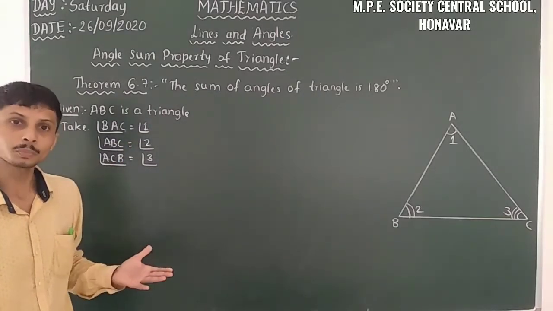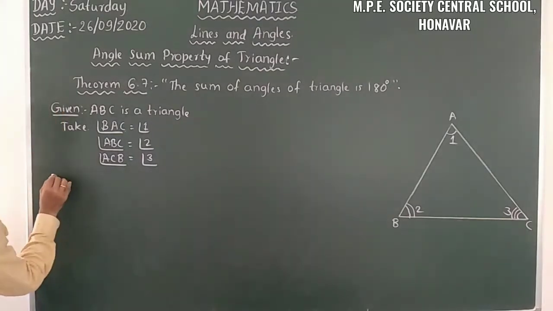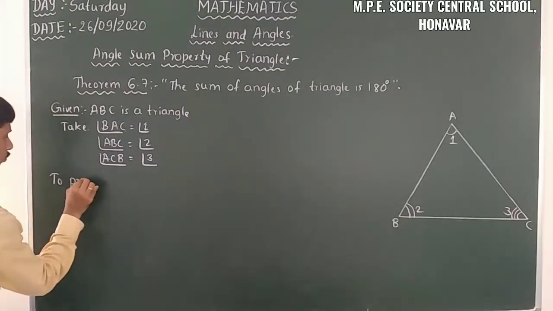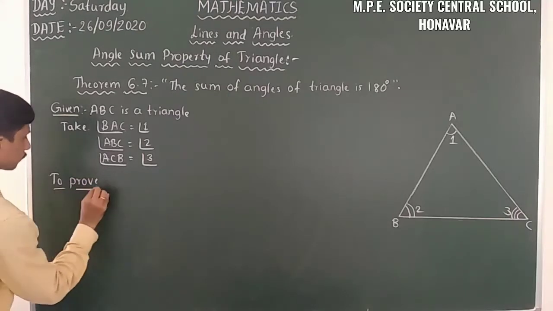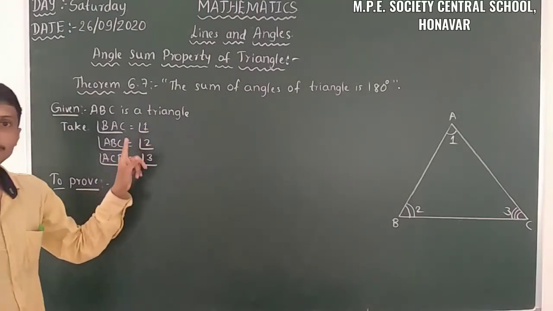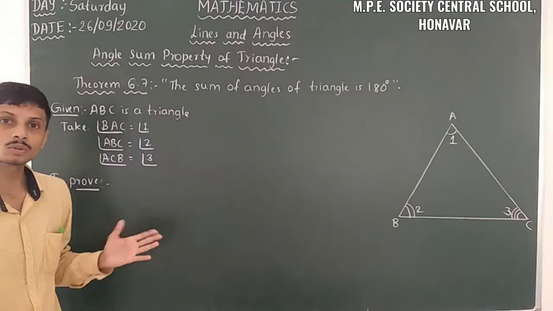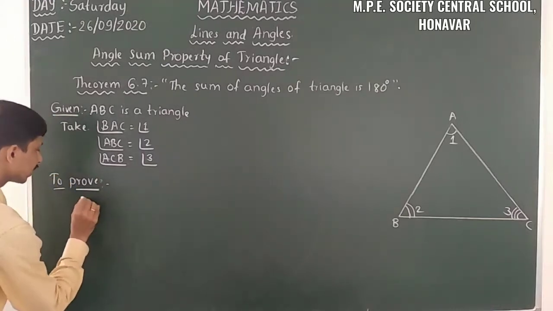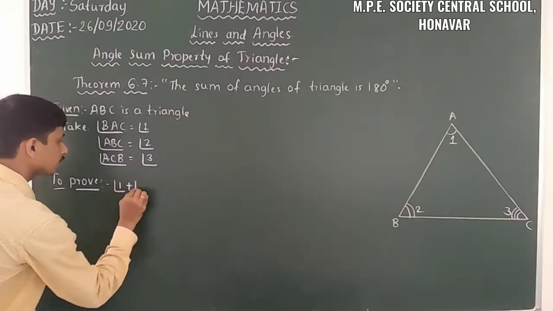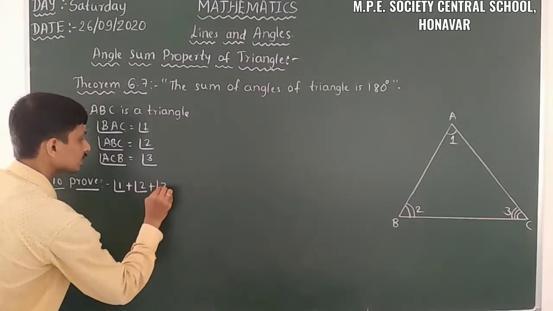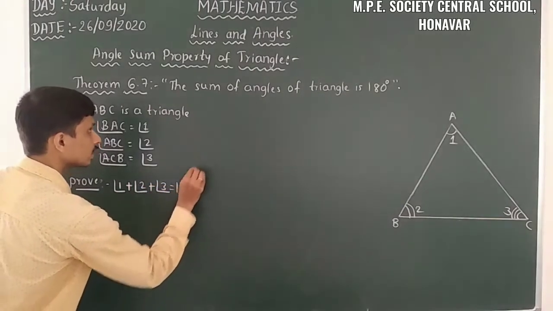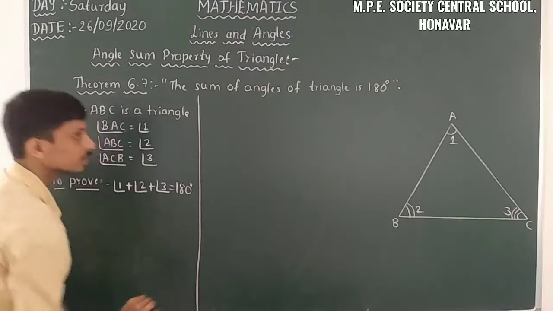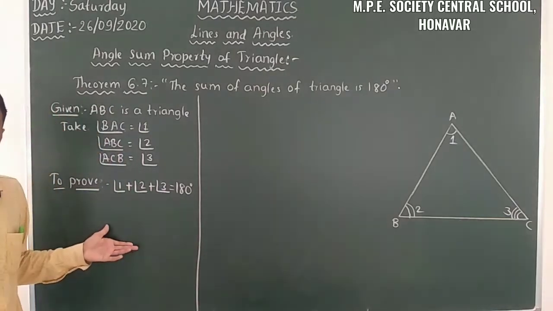So what do we have to prove here? To prove: angle 1 plus angle 2 plus angle 3 is equal to 180 degrees. This we have to prove here.